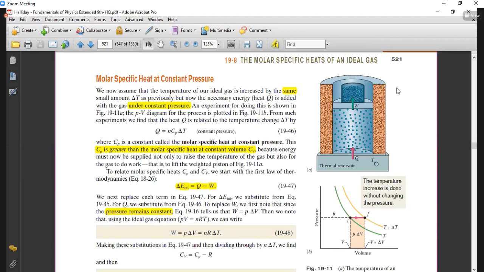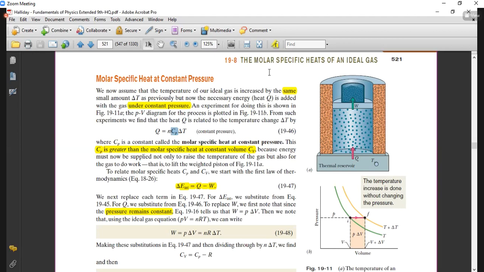The only thing you should remember or be careful about is that for molar specific heat at constant pressure and molar specific heat at constant volume, Cv and Cp, the difference is that Cp will always be greater than Cv. If I give you MCQs, you should remember that Cv will always be less than Cp. The molar specific heat at constant pressure will be greater than at constant volume.